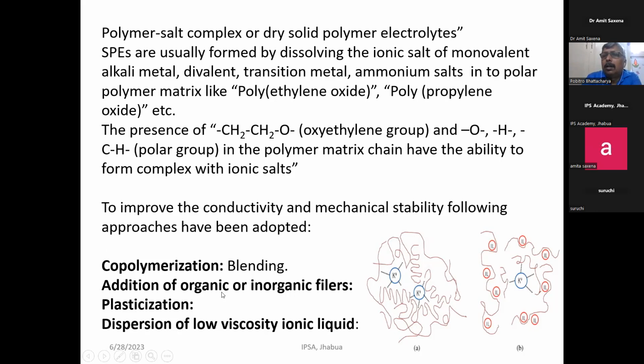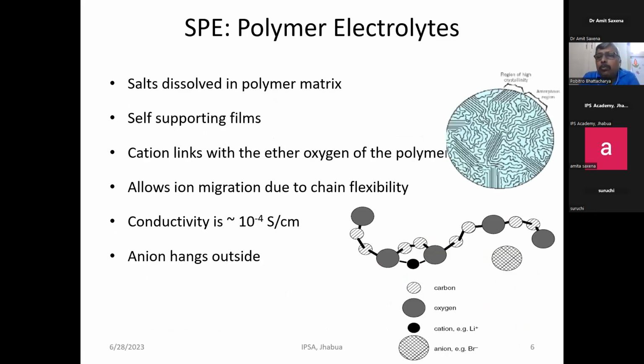and maybe for the last 10 years, people are adding low viscosity ionic liquid into the polymer electrolyte. So how do they move? How do they move in the polymer system? If this is the configuration, it is a simple cartoon drawing. This is the configuration of a polymer electrolyte film.